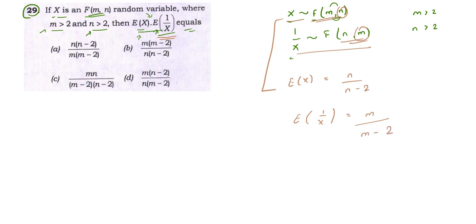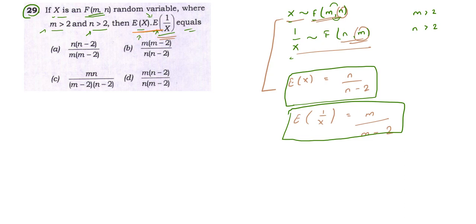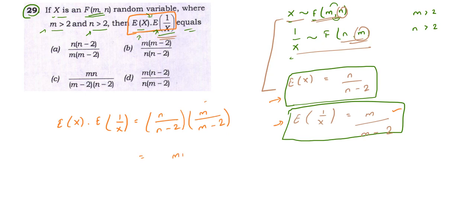As you can see, we have the expectation of X equal to n by n minus 2, and the expectation of 1/X equal to m by m minus 2. In the question, what we need is the expectation of X multiplied by the expectation of 1/X. So let us multiply both these statements. In the first statement we have n divided by n minus 2, multiplied by m divided by m minus 2. The numerator n and m gives us mn, and in the denominator we have n minus 2 and m minus 2, so m minus 2 multiplied by n minus 2. So this is basically the answer of E(X) multiplied by E(1/X), which is m into n divided by m minus 2 into n minus 2. This is our answer.